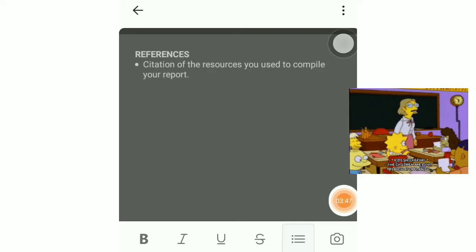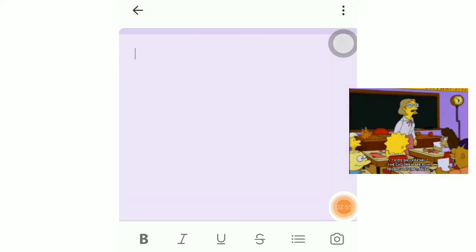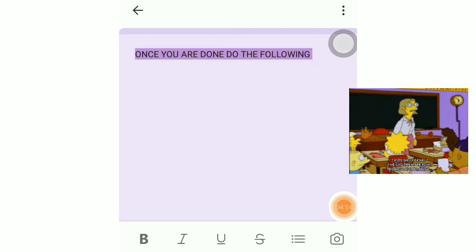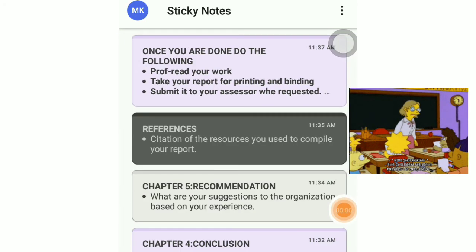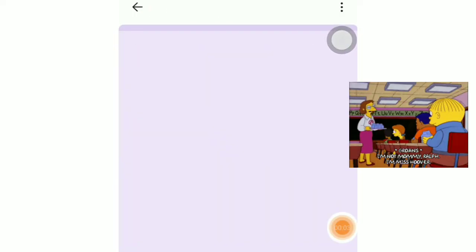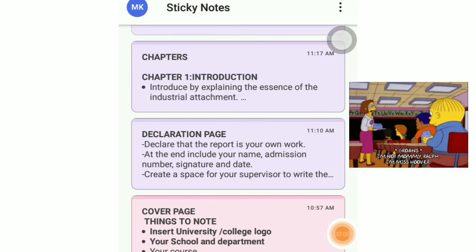You can also link my video because you've used it to do your research on report writing. So once you are done with the referencing, then you are basically done with your attachment report, and what you're supposed to do is to proofread your report and then take your work for printing and make sure you bind it and make it as presentable as you can. If you can do a colored printing, it would be much better and more presentable. So that is basically how you write your industrial attachment report.